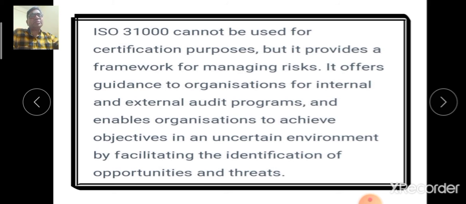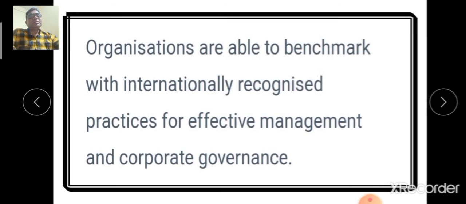It offers guidelines to organizations for internal and external audit programs and enables organizations to achieve their objectives in an uncertain environment by facilitating the identification of opportunities and threats. Organizations are able to benchmark with internationally recognized practices for effective management and corporate governance.